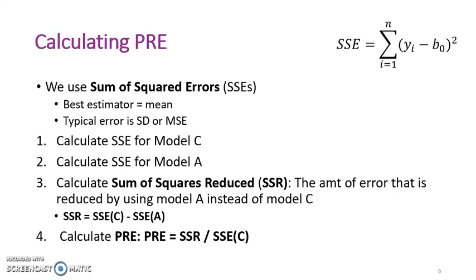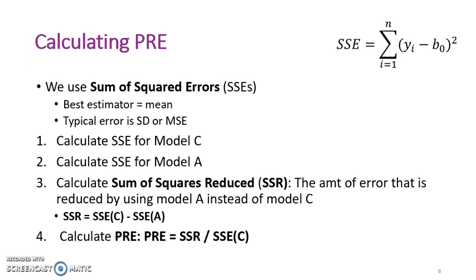Here's how we actually calculate PRE. We first start by calculating the error for each model. Remember when we talked about types of error, the sum of squared errors has the mean as its best estimator. That is, the mean minimizes the sum of squared errors. The proof for this is in your textbook. If we consider the mean to be the parameter B0 in the simplest model, then we should use the sum of squared errors to calculate error.